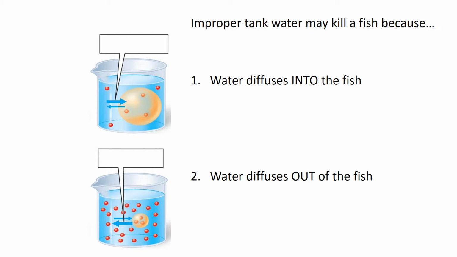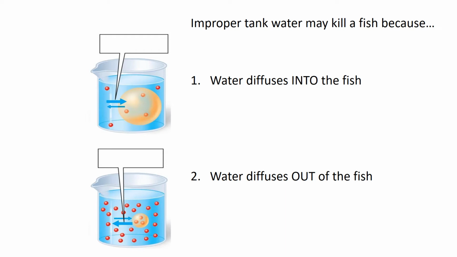In the first situation, if the tank water is improper because water is too frequently diffusing into the fish, then the fish might actually puff up, and you can see the golden blob in the upper cartoon. That's representing a fish that is taking in too much water. And notice that the blue arrow pointing into the fish is bigger than the blue arrow pointing out of the fish. These arrows represent the movement of water, and it's true that water is both diffusing in and out of the fish at the same time, but in this situation, the bigger arrow is pointing into the fish, representing the net movement of water in.